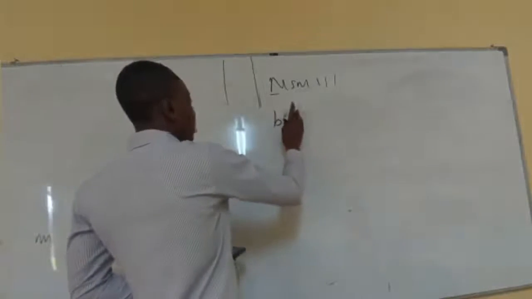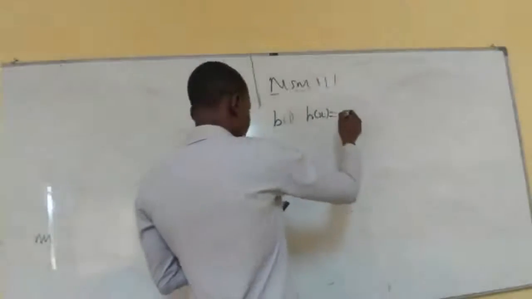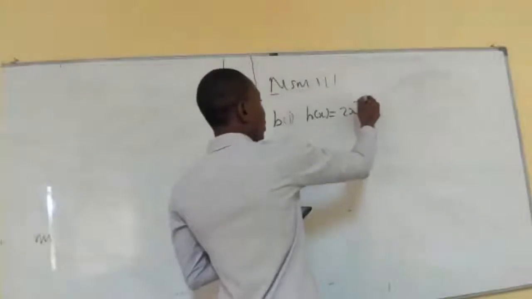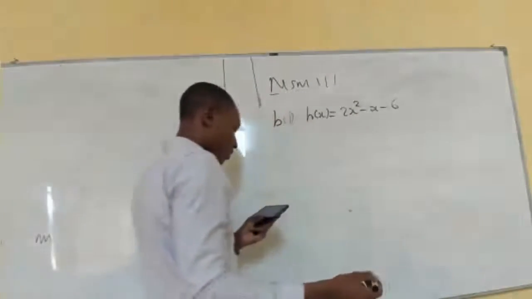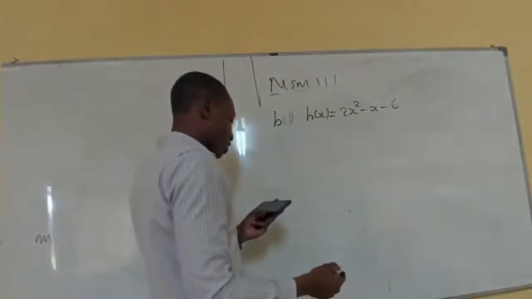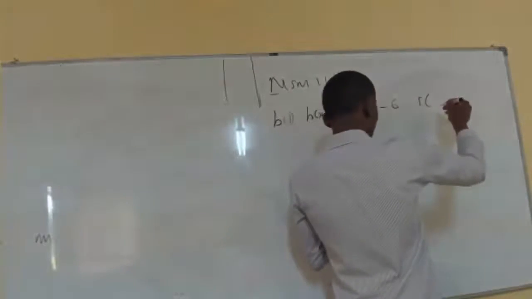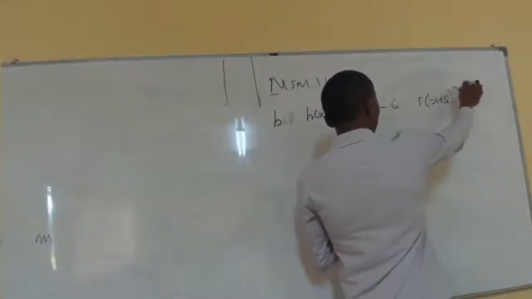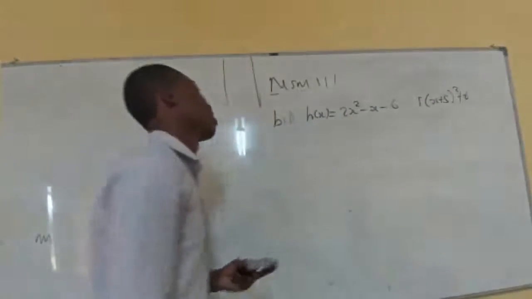Okay, so maybe B. h(x) has been given as 2x squared minus x minus 6. I'll just get back to B first. We've been taught to leave it in the form r(x plus s) squared plus t. So in short, you've been asked to complete the square.